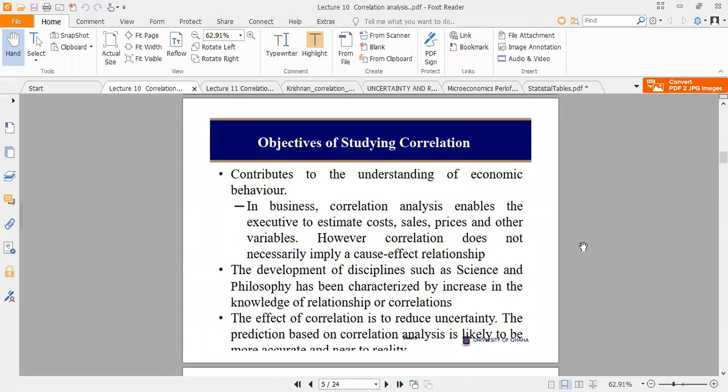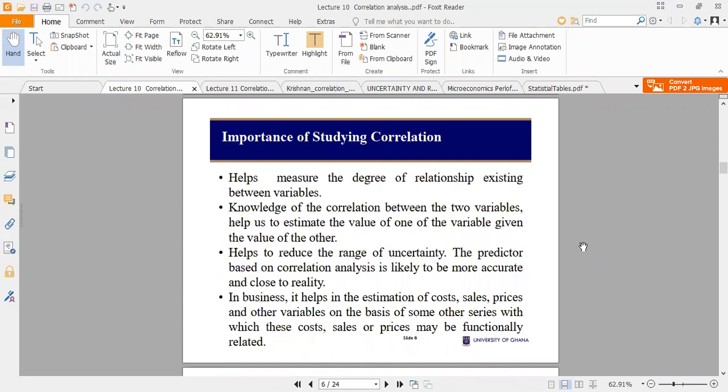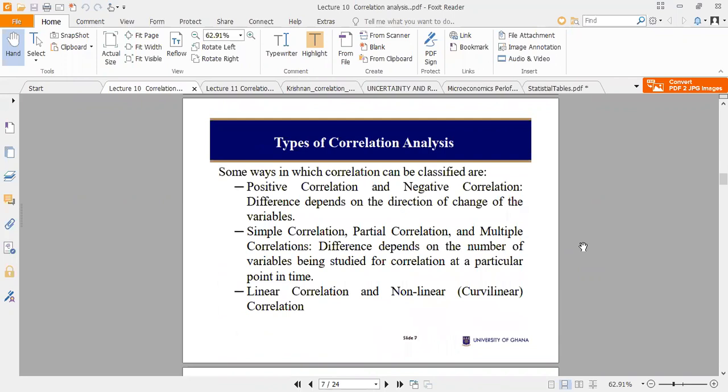And also correlation is not just in maths, economics or stats, but the sciences too also deal with correlation. So please, find time and read all these things, like importance of correlation and all that. These are the types of correlation analysis.